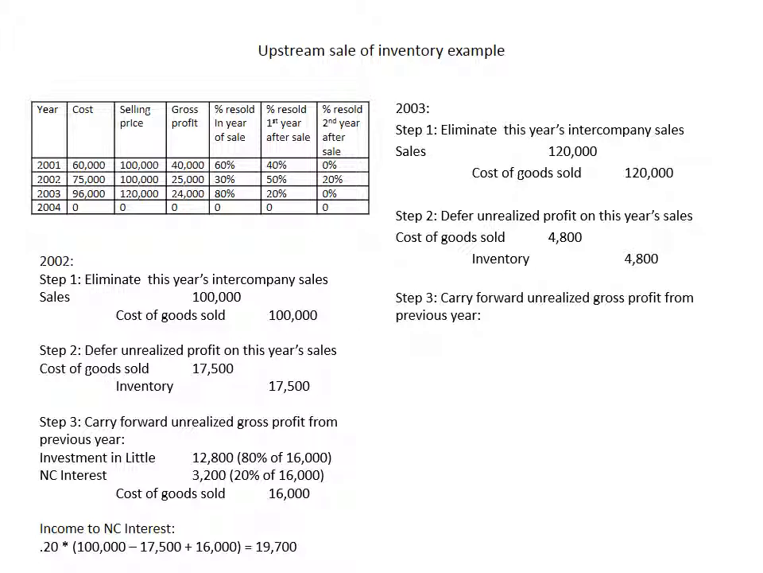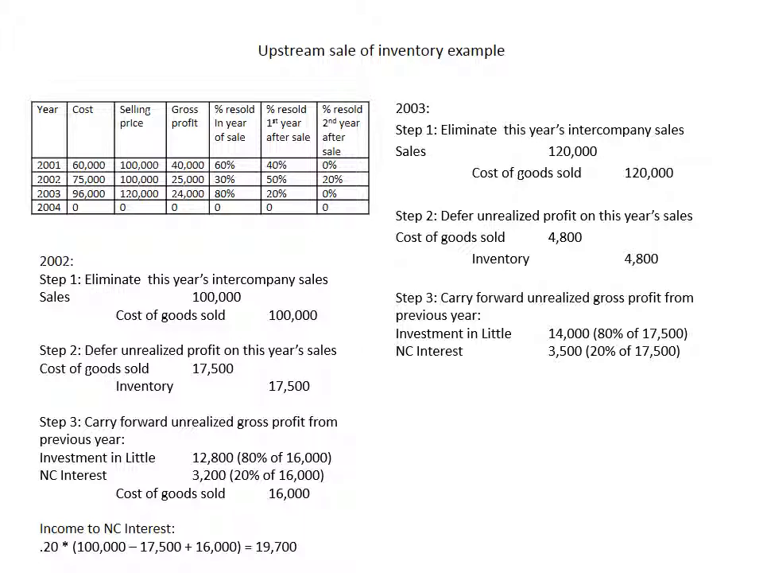Step 3, we carry forward the unrealized gross profit from the previous year. If you look at the entries for 2002 on the left-hand side of the screen, we see that we deferred $17,500 from last year's sales, and now we ask ourselves, first on the debit side, the $17,500 gets split 80-20 between the parent and the non-controlling shareholders. And now we ask ourselves, has that $17,500 been realized, so we'll reduce cost of goods sold, or has it not been realized? Is it still on the balance sheet as inventory, and we'll have to reduce inventory?